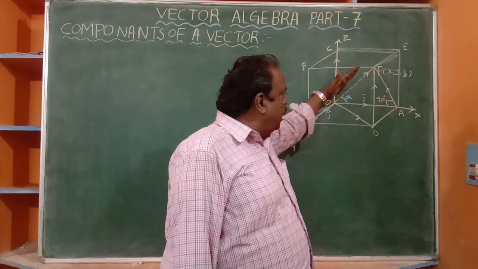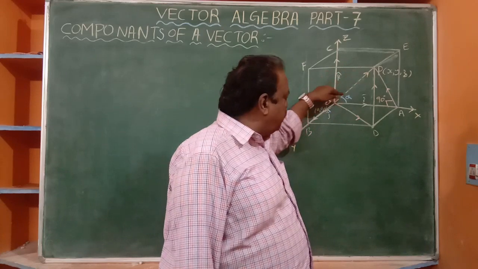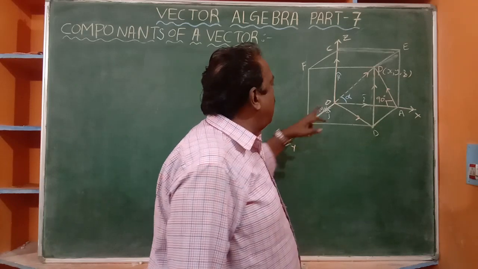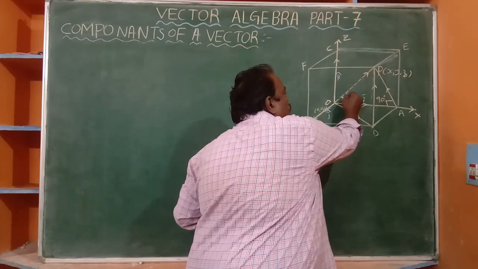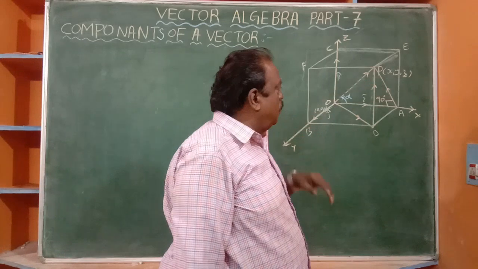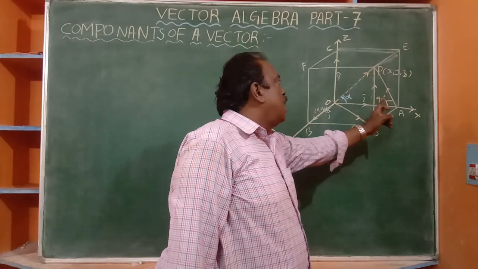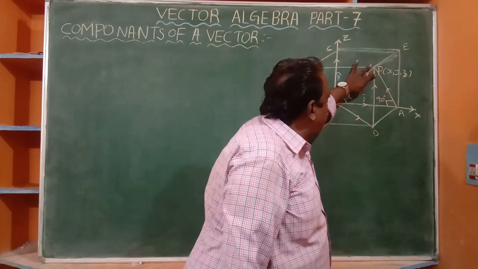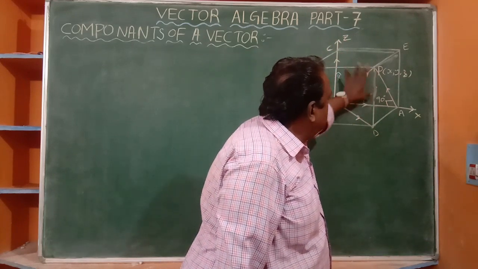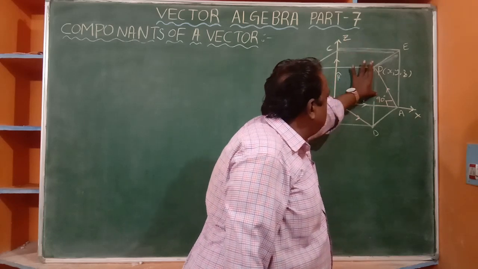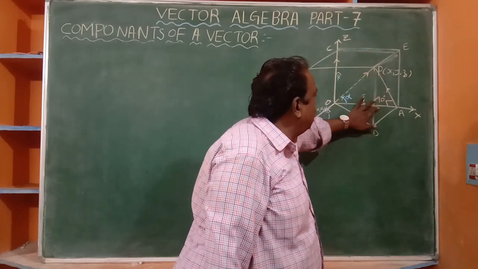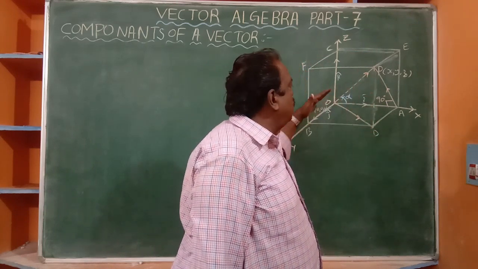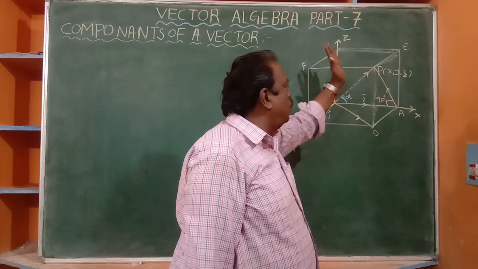Suppose the line OP is making an angle alpha. This is alpha. Alpha is the angle made by the line OP with the x-axis. And AP is joined. For some time you forgot this one, you delete this one. It is not there. Just observe: P is a point, and OP is joined, AP also joined.